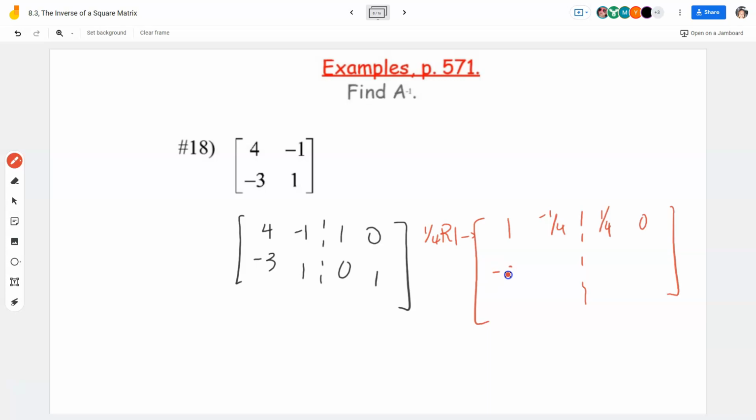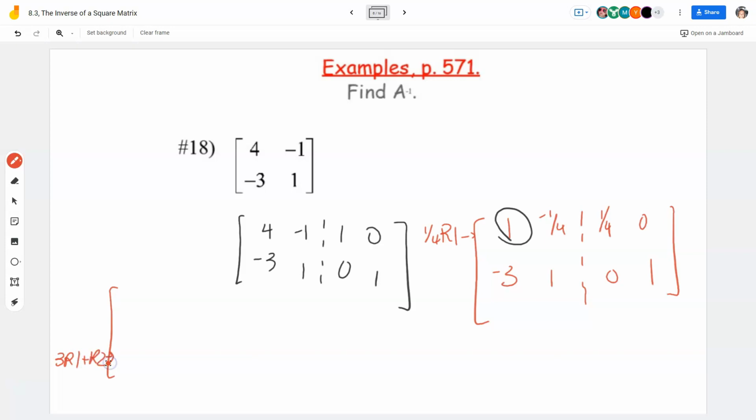And then once I have my 1 established, how do I get my 0? Come on, solidify it. You guys got this. Good. Not by -1. By 3. Because I need to get rid of the 3. So I'm going up to that. Where is the 1? Multiplying row 1 times the 3, adding to row 2.